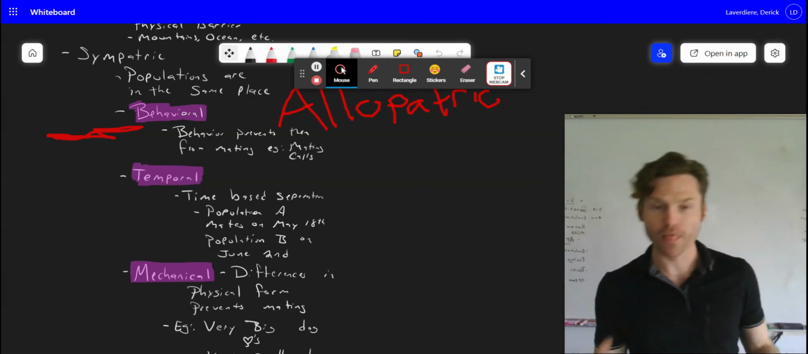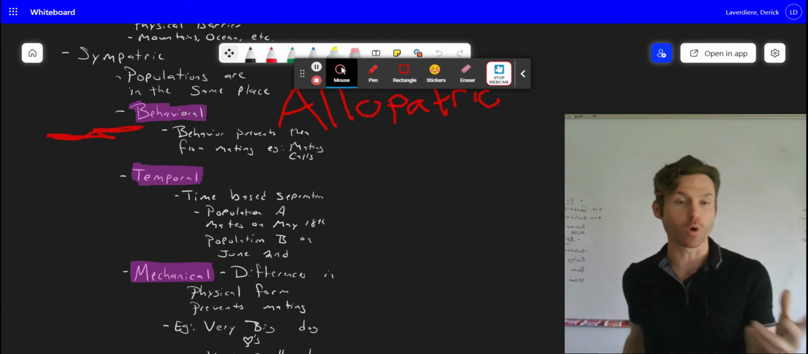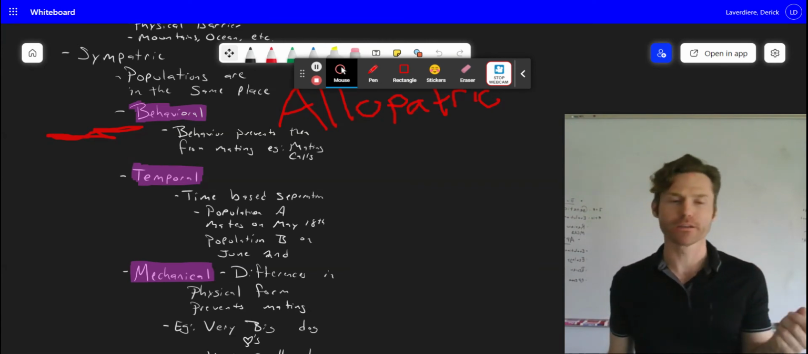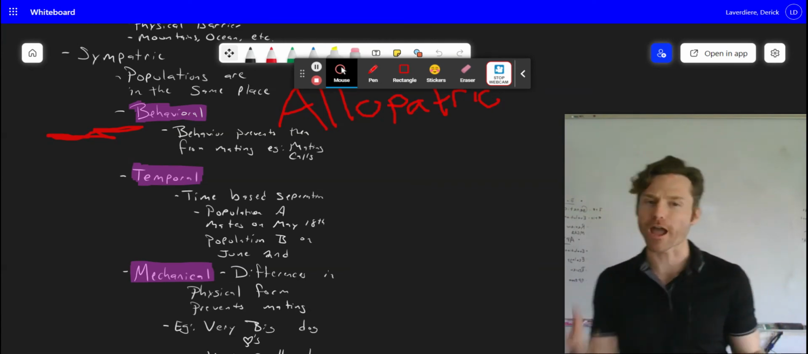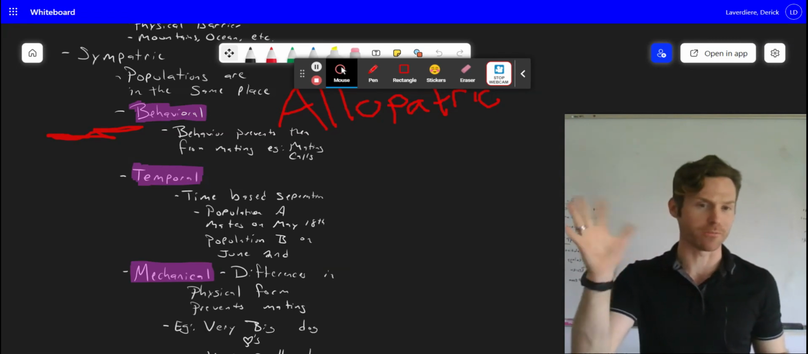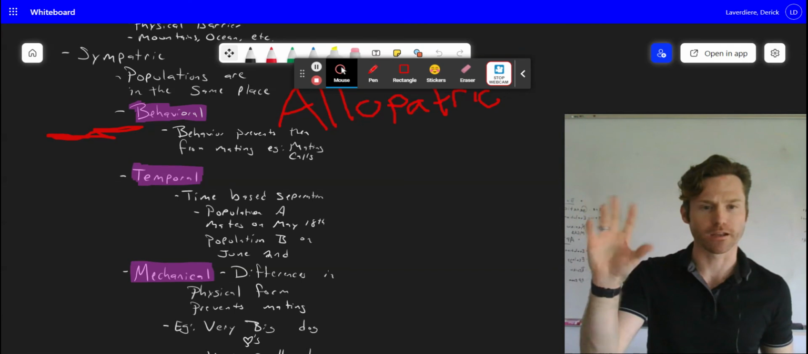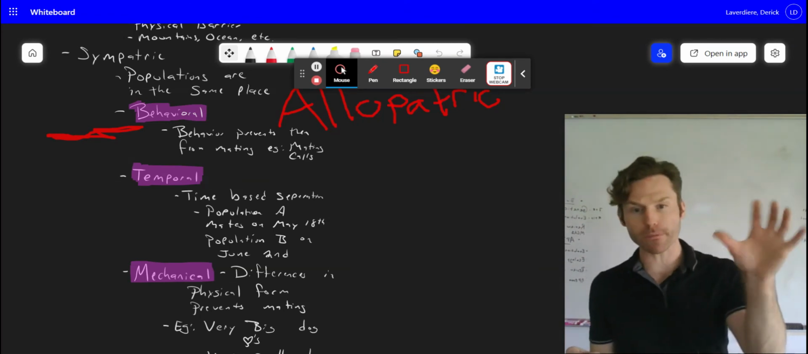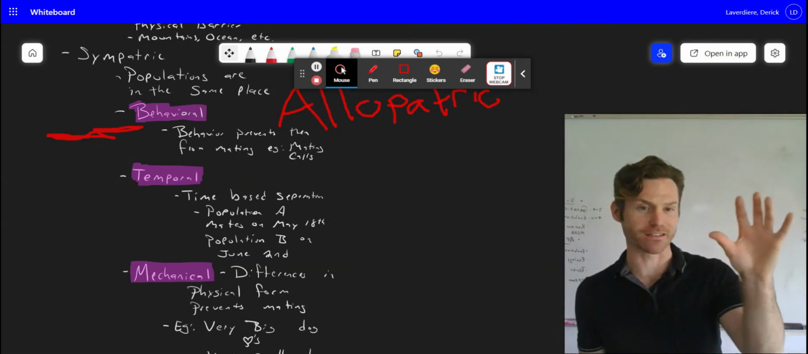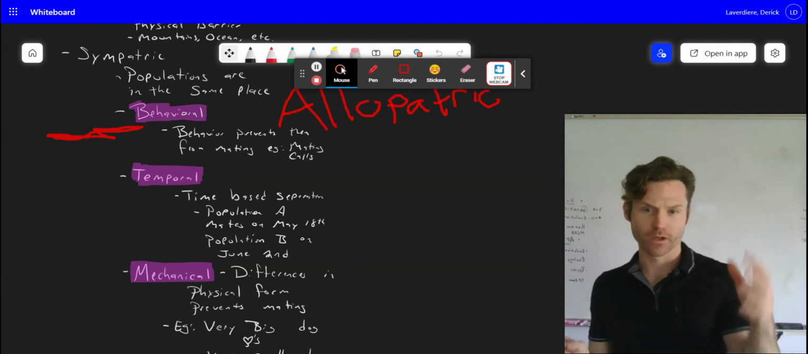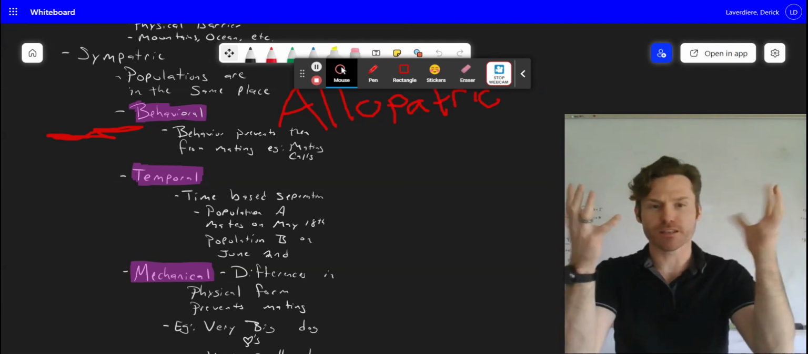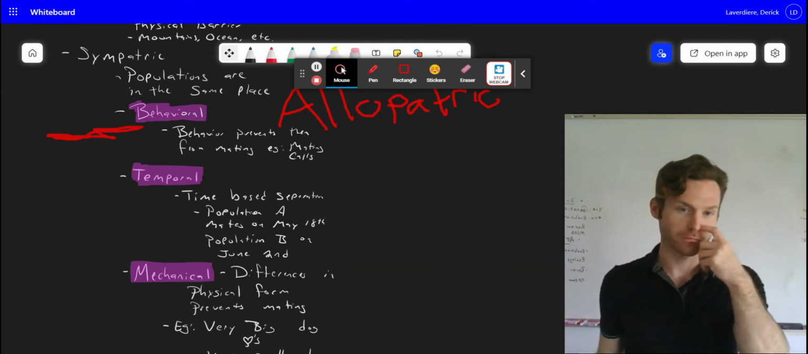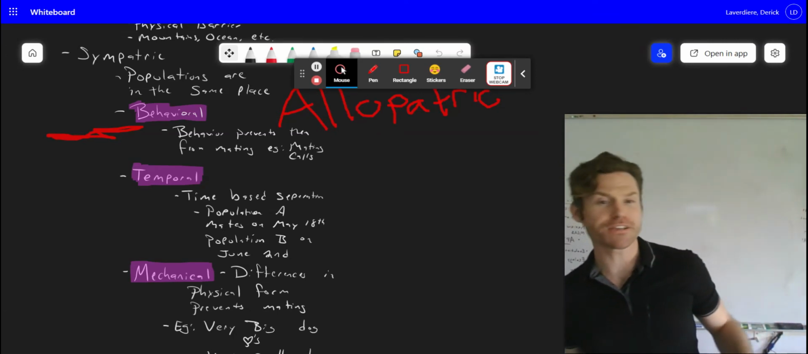The next is temporal. And temporal is when there are time-based differences. Right? And so something about time keeps these two populations apart. Okay? And so perhaps population A mates on May 18th every year. Right? They call it May mating day, the May mating session. Right? And population B mates on June 2nd. Okay? They call it Juicy June. So we have mating May and Juicy June. And because they mate on different days, even though they hang out all the time, they never make babies together, right? Temporal.